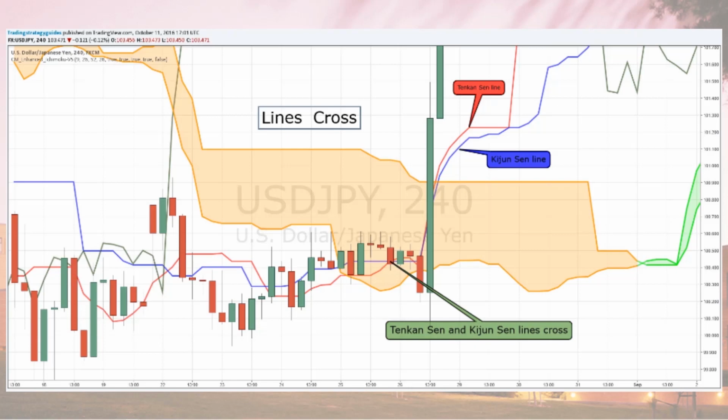This was a buy signal because the trend was bullish, while the red conversion line crossed above the blue baseline in the cloud area. Understand that if the lines cross below the cloud area in an uptrend, you don't want to buy. The opposite can also be applied to a downtrend. If the lines cross above the cloud area in a downtrend, do not sell. That would be considered a weak trend signal.